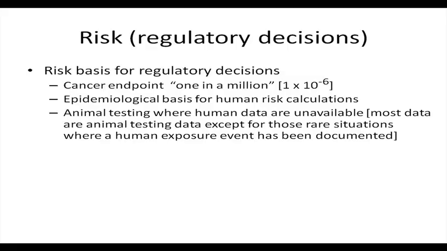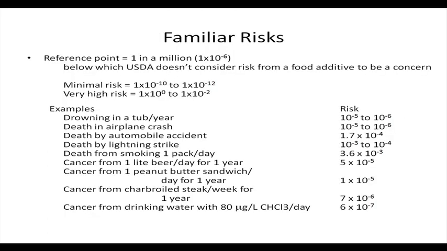Animal testing is done, as I said earlier, where human data is unavailable. Most data are animal testing data, except in those rare situations where a human exposure event has been documented. And where you have this human exposure event documented, that's called your epidemiological data. Risk is there everywhere. There is a reference point, as I said, it's 1 in a million, below which the USDA does not consider risk from a food additive to be a concern.